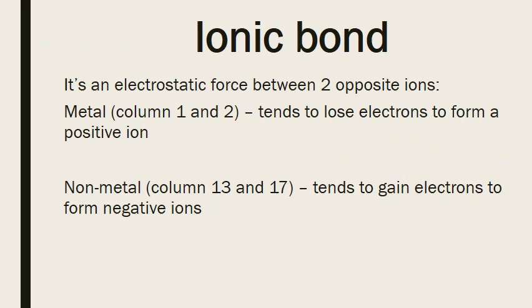Ionic bonding. This is the electrostatic force between two opposite ions. Usually it occurs between a metal and a non-metal. The metals are usually found in column 1 and 2, or groups 1 and 2. These tend to lose electrons to form a positive ion, while non-metals are found from column 13 to 18. These tend to gain electrons to form negative ions.